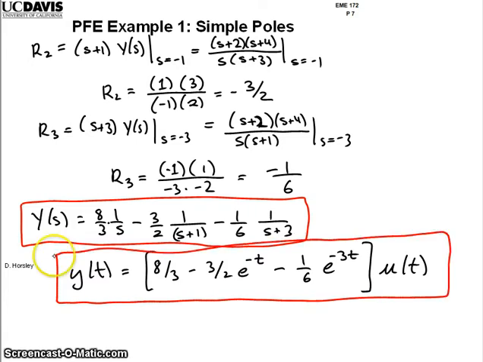The idea in the partial fraction expansion is that we break the function into simple terms whose inverse Laplace transforms we know, and then we can quickly write down the inverse Laplace transform. Okay, so that's what I get when I have simple poles.